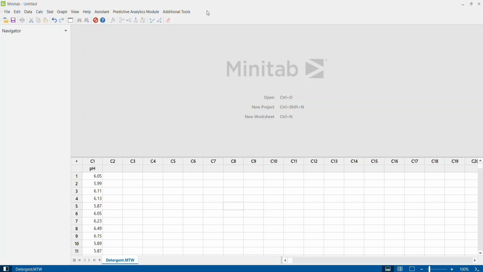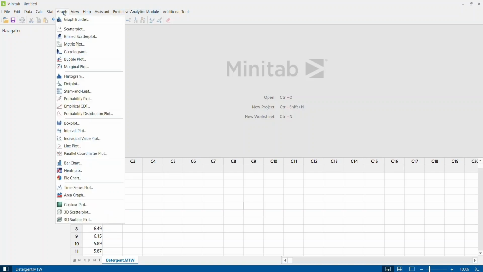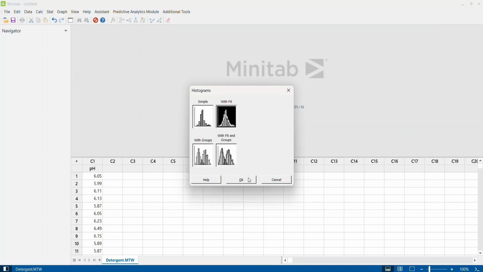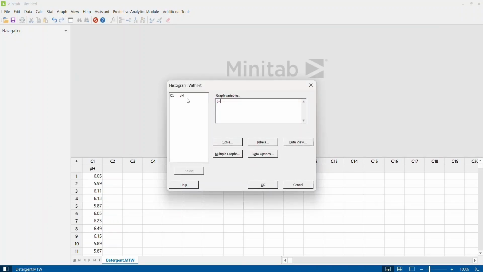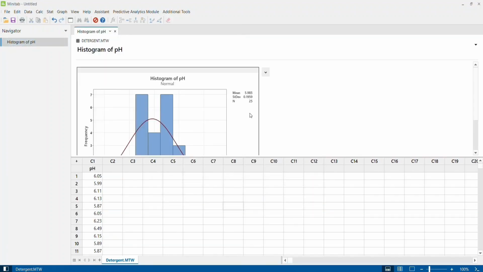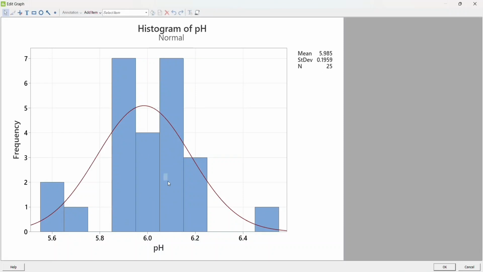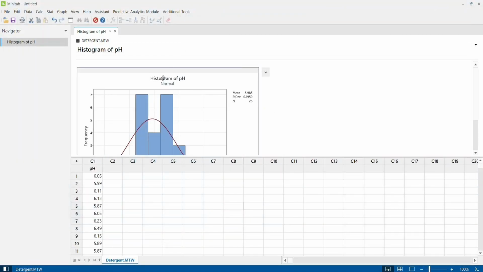Right? Continuous data collected one after the other. Now, if I want to understand the variation, I can click on graph, go to histogram, and go with a fitted line, and say I want a histogram for the pH value from this process of making detergent. Here I got the data, and this data is with respect to a position. You have a central tendency, and from the central tendency, how much your data point is away from it. That is how this graph is constructed.